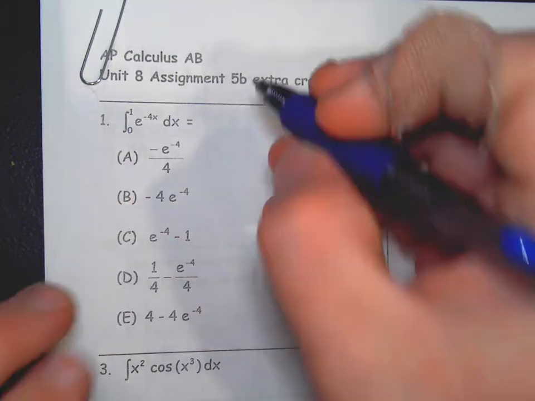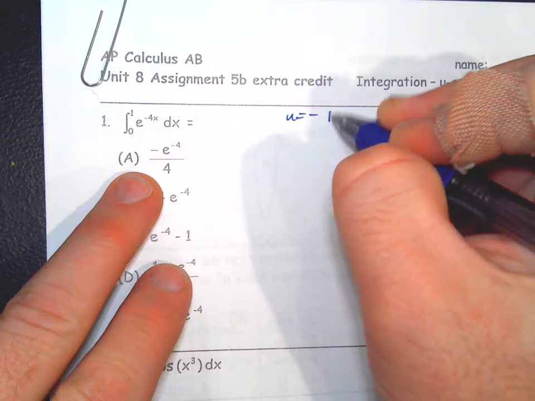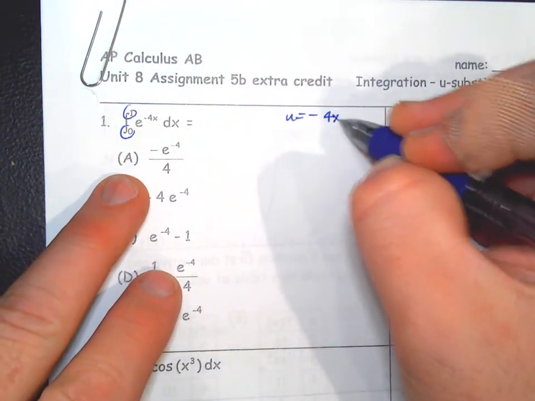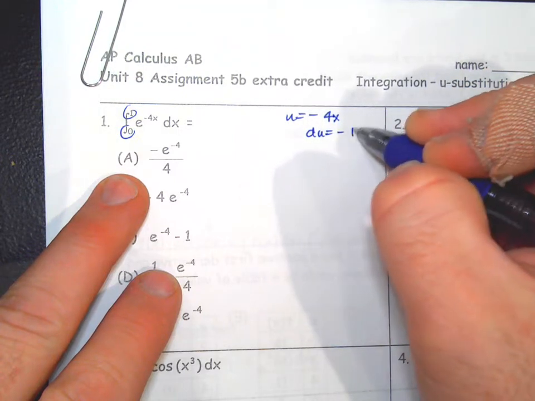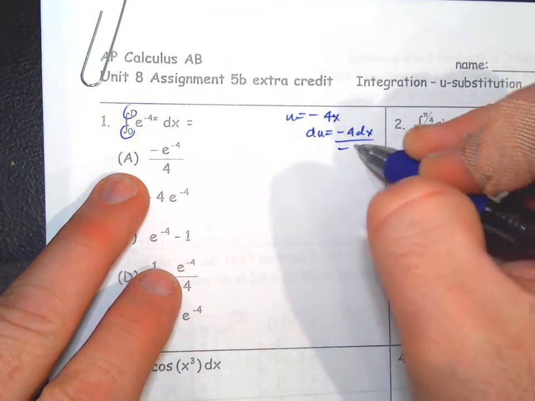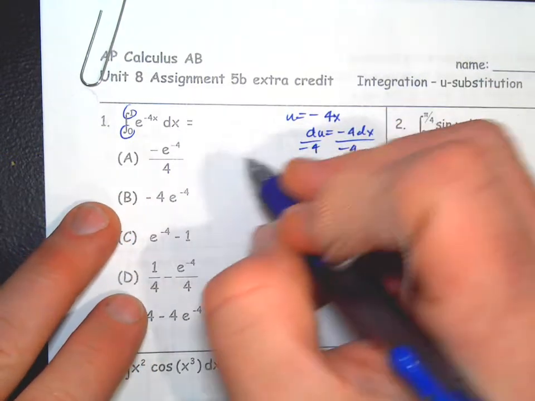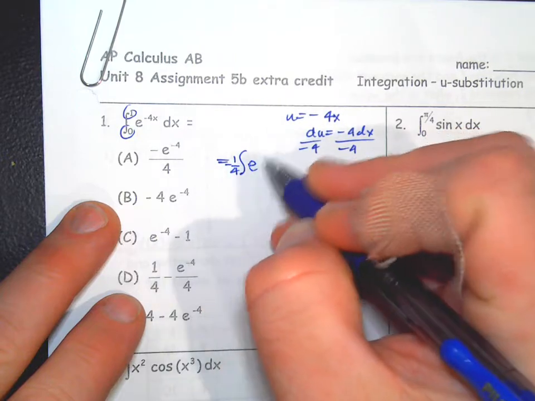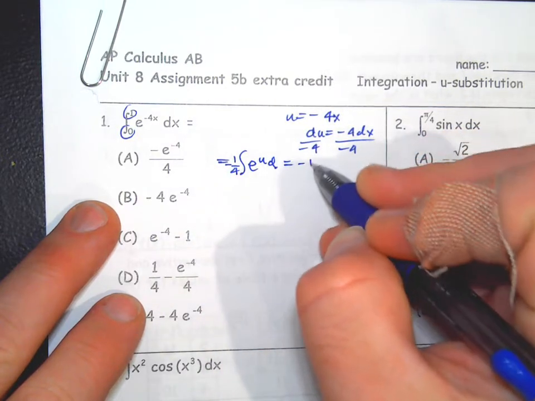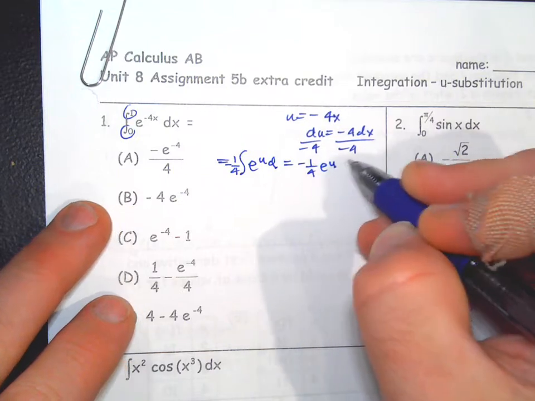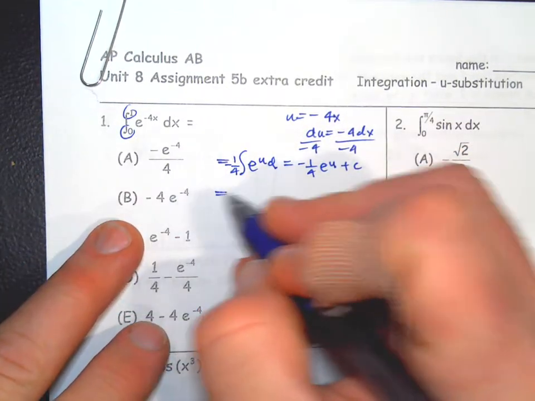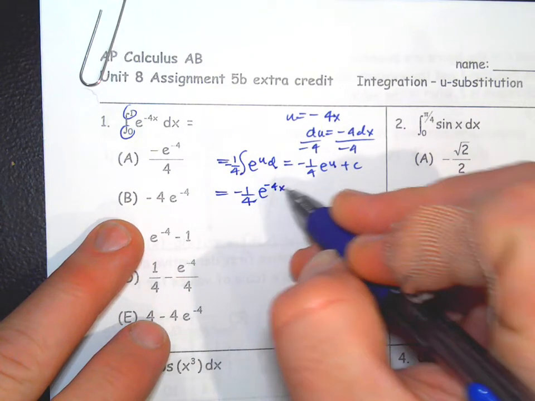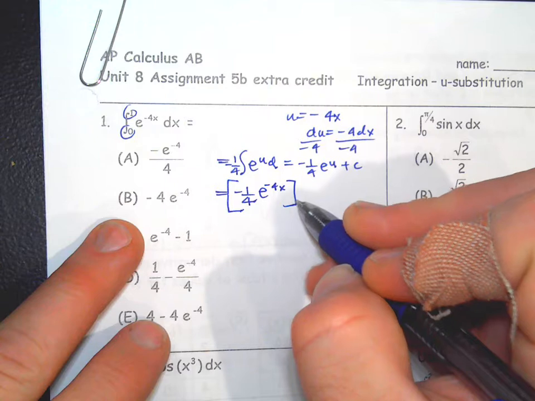So the first one, we can do a little u substitution. Now these are definite integrals, so we're going to have to plug limits in. So u equals 4x, du equals negative 4 dx. Get rid of the negative 4. So that's going to be negative 1/4 e to the u du. It's going to be negative 1/4 e to the u plus c. It's going to be negative 1/4 e to the negative 4x. Now this is a definite integral, so we can get rid of the plus c.